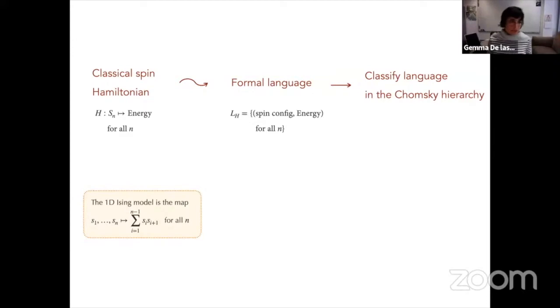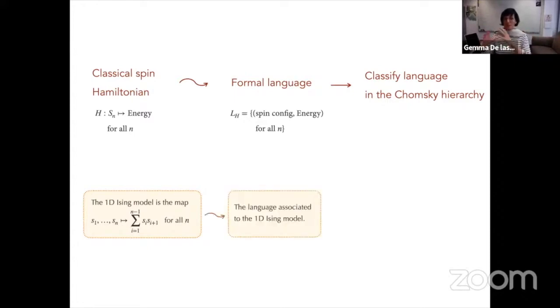For example, the 1D Ising model will be the map of spins S_1 to S_n to an energy. So this is a number, the sum of the product S_i times S_{i+1}, where S_i is plus or minus 1. This sum runs up to n minus 1, but we will consider this map for all n.